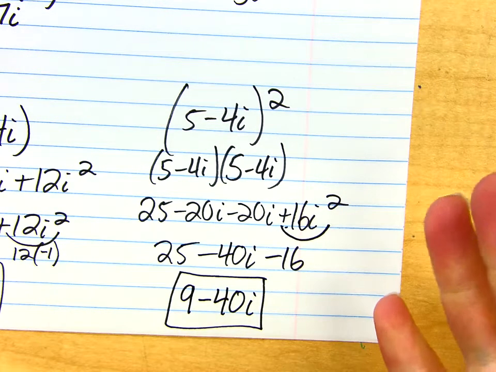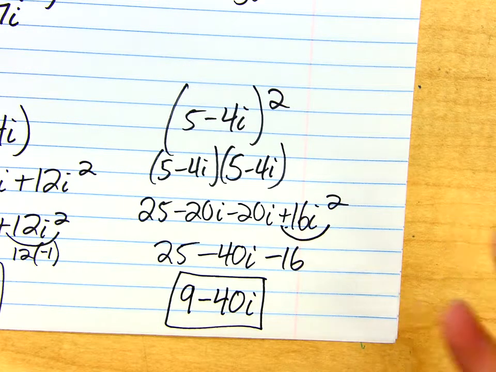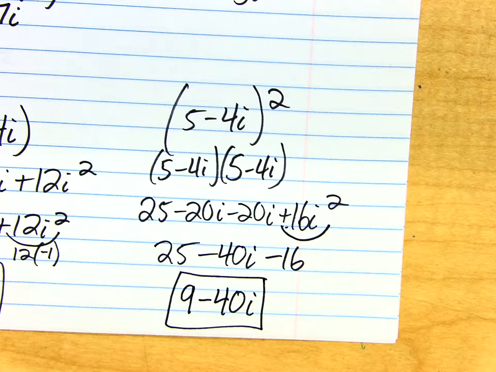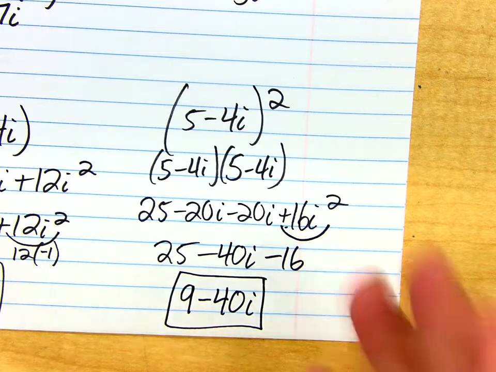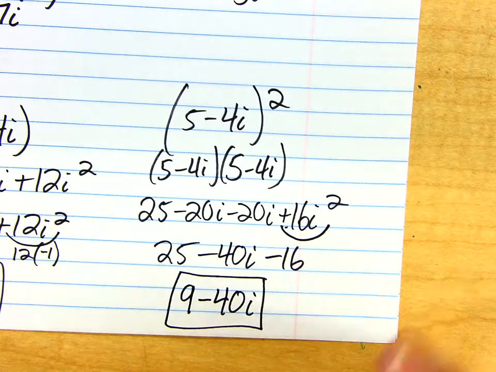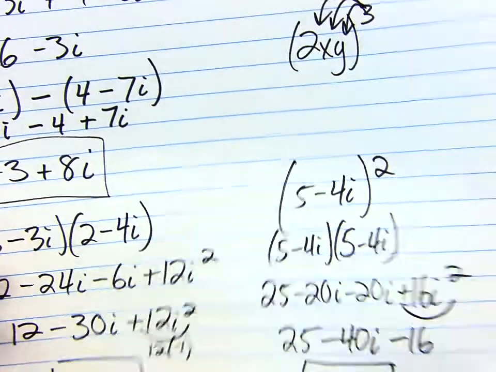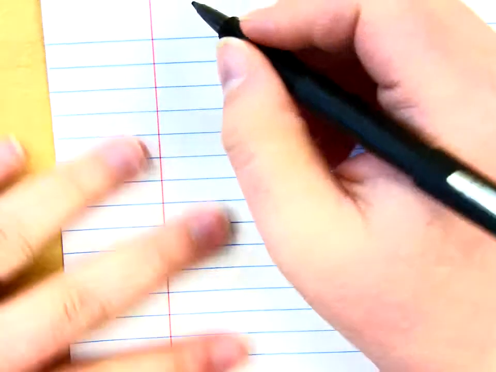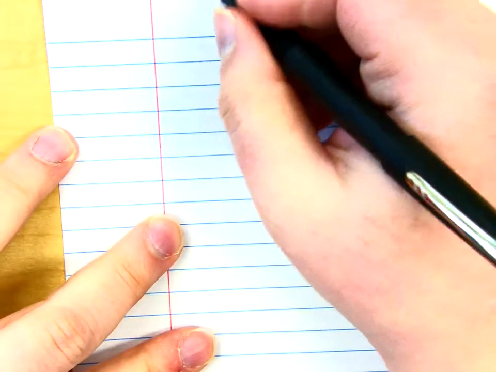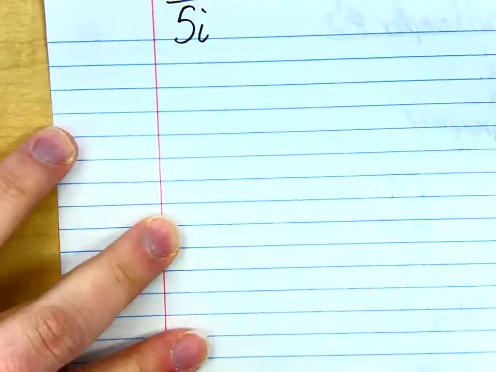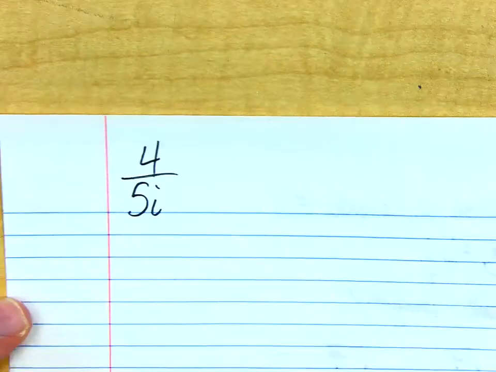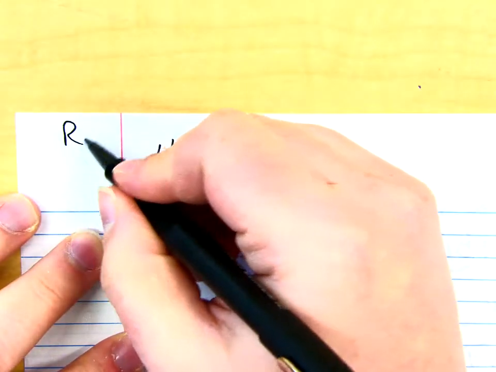So far, your i's work exactly like variables, except for when you have i squared, you just got to change it to the negative 1 and put the i's at the end. But otherwise, it's math that you've already seen. So let's talk about when you have an i in the denominator. Because remember, you are not allowed to leave square roots in the denominator. So let's say I gave you the number, oh, I don't know, 4 over 5i.